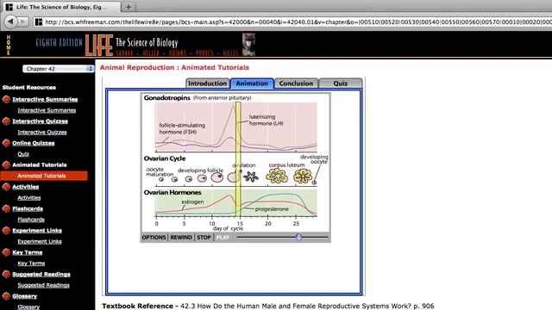The corpus luteum remains in the ovary, secreting estrogen and progesterone for the last 2 weeks of the cycle. At this point in the cycle, these hormones again inhibit the release of FSH and LH. A decline in FSH and LH restricts follicles from beginning to develop during the second half of the cycle.